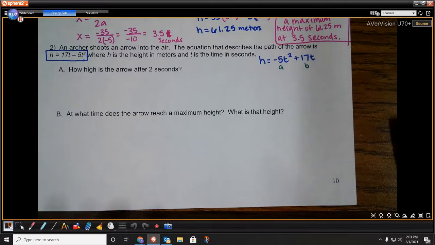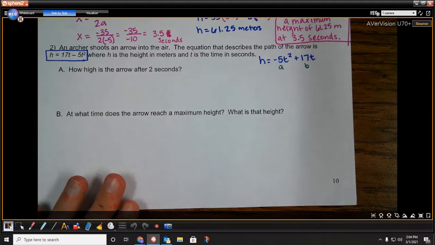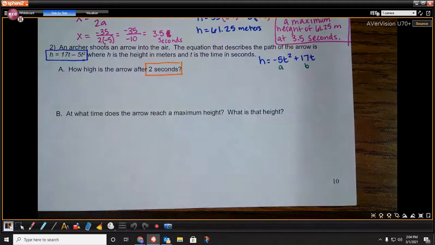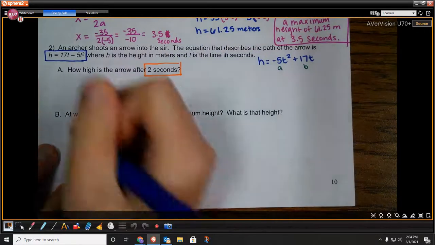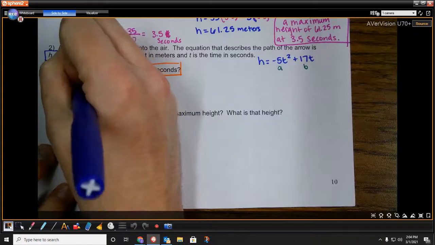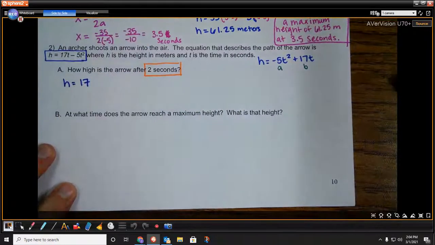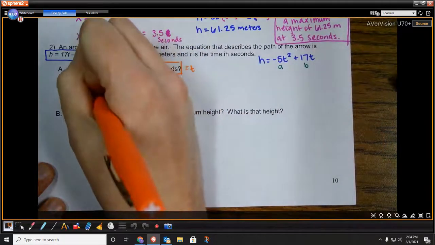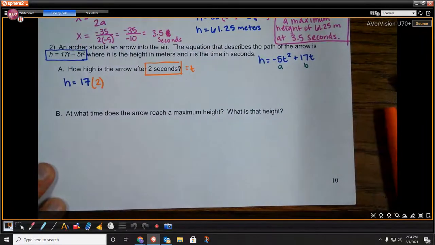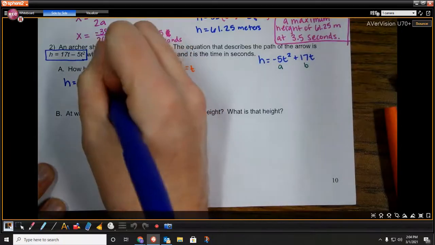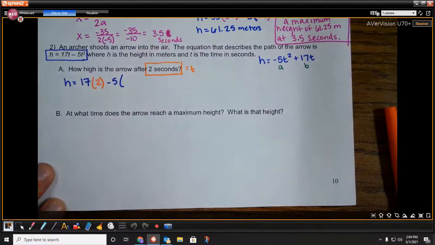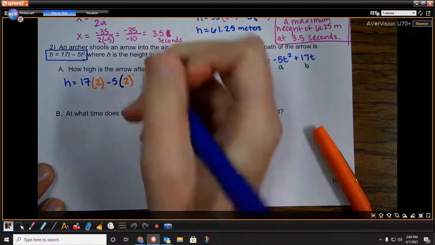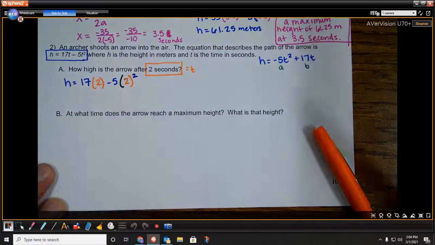All right? And so we want to see how high is the arrow after 2 seconds. So I want to know how high is that arrow after 2 seconds. So what we do is we say h is equal to 17, and instead of t right there, we're going to put in 2, right? Because the 2 seconds. 17 times 2 minus 5, and then we're going to say 2 squared, right? So we want to know what is our height going to be.